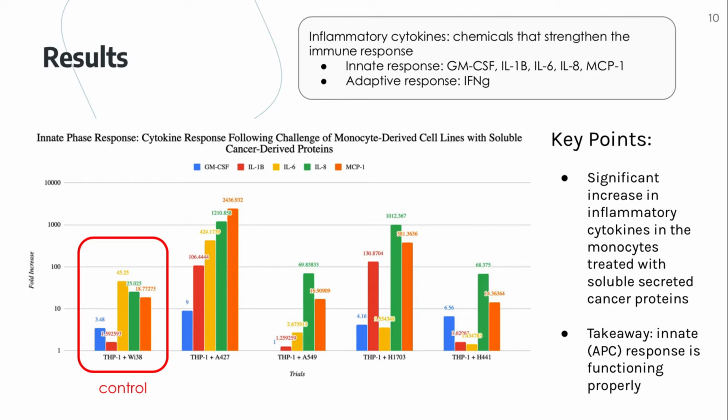In the innate phase response, we are looking for an increase in the inflammatory cytokines GM-CSF, IL-1 beta, IL-6, IL-8, and MCP-1. When THP1 APCs were exposed to soluble cancer proteins, there was a significant increase in inflammatory cytokines compared to the control. Thus, the innate phase response is functioning properly when it comes to soluble cancer proteins.